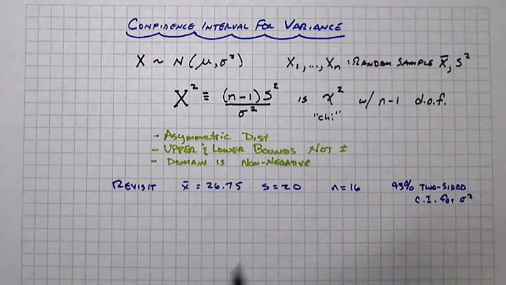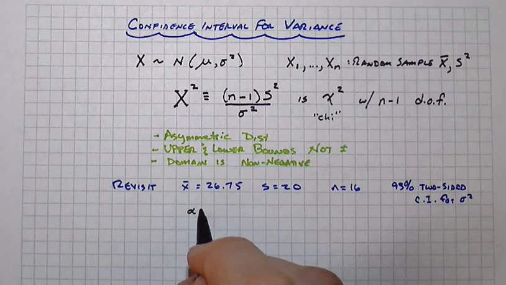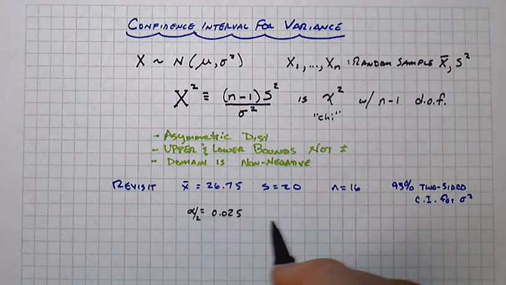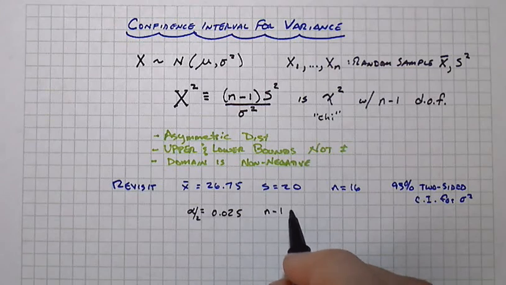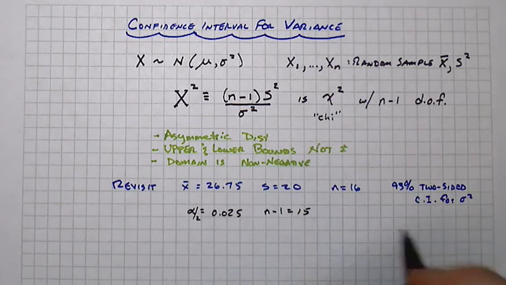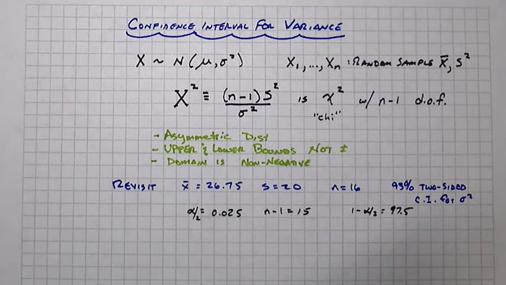Right? And so if that's the case, then we're going to be looking at an alpha over 2 value of 0.025, right? Two-sided, area out in the tails being divided equally, and then n minus 1 is still going to be 15 like we did before. And 1 minus alpha over 2 would be 0.975. The way we use this table for chi-square is similar to, but a little bit different than, what we were doing previously.